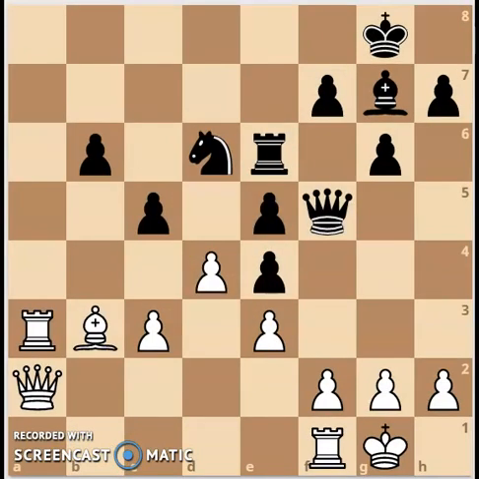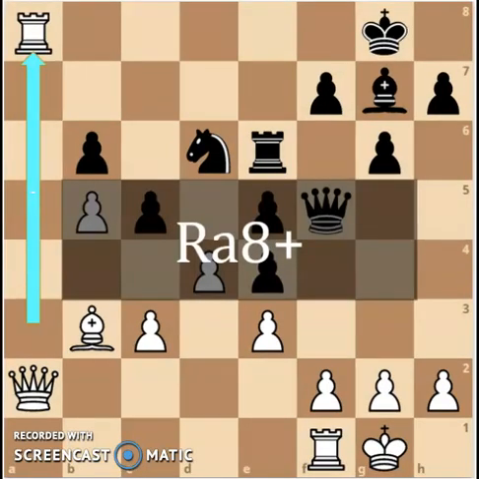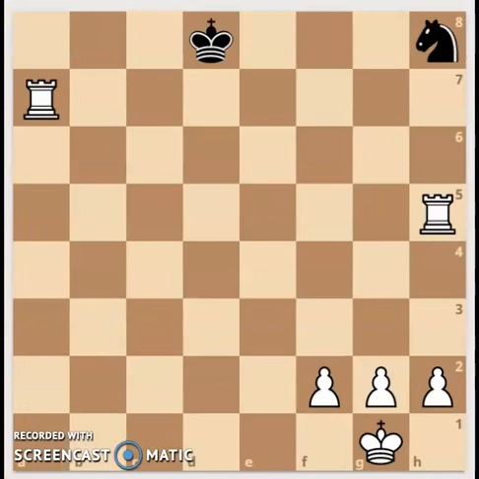Okay, let's see another example. Let's say that the rook on the a3 square moves to a8 and gives check to the black king. We represent it as Ra8+. R for the rook, a8 for the destination square and plus for the check.